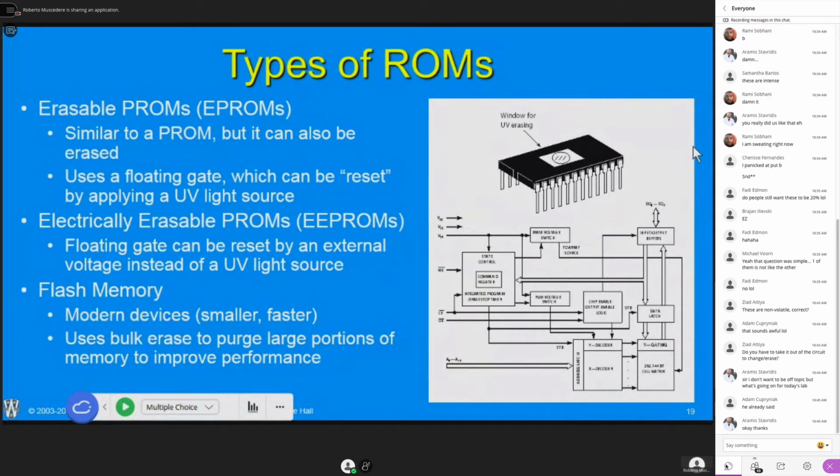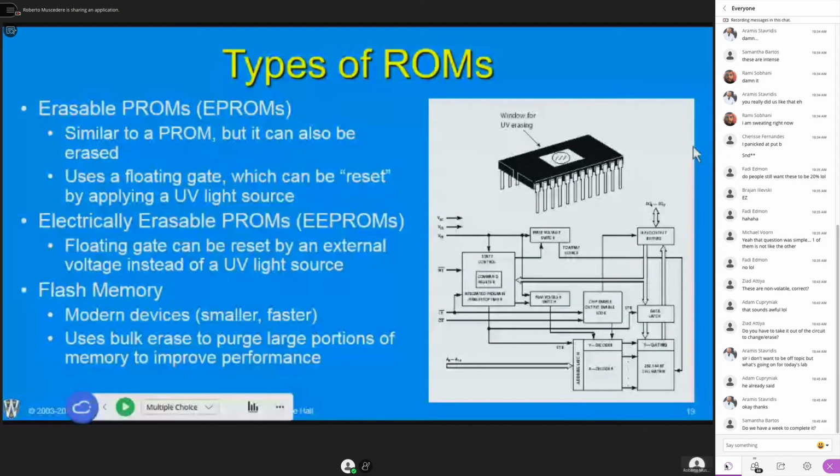So what's the next evolution of PROMs at this point? You'll probably have 2 weeks to complete it. So we had erasable PROMs. Again, this is erasable through some external radiation, right?